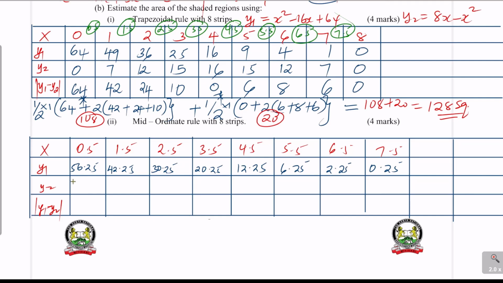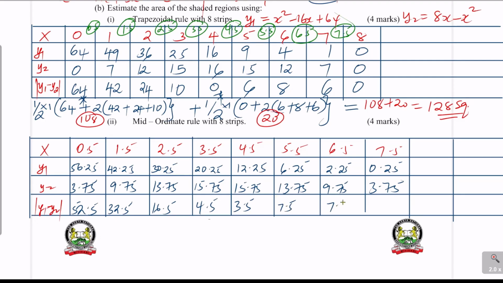The first one will be 3.75, then 9.75, 13.75, 15.75, another 15.75, 13.75, 9.75, and 3.75. Now subtract y1 and y2. For this one you get 52.5, then 32.5, 16.5, 4.5, 3.5, 7.5, 7.5, and 3.5.